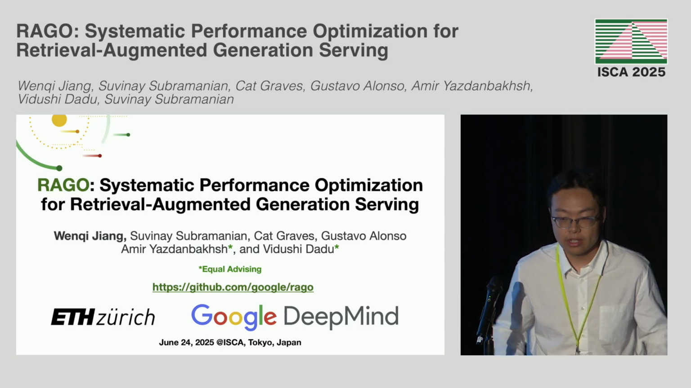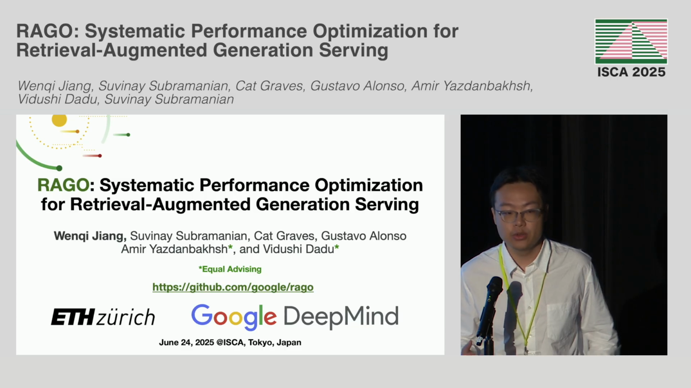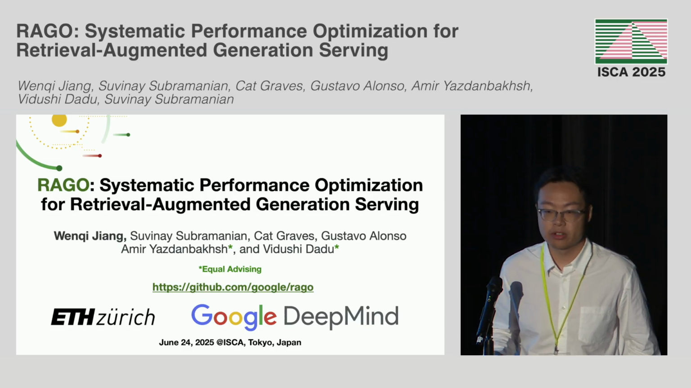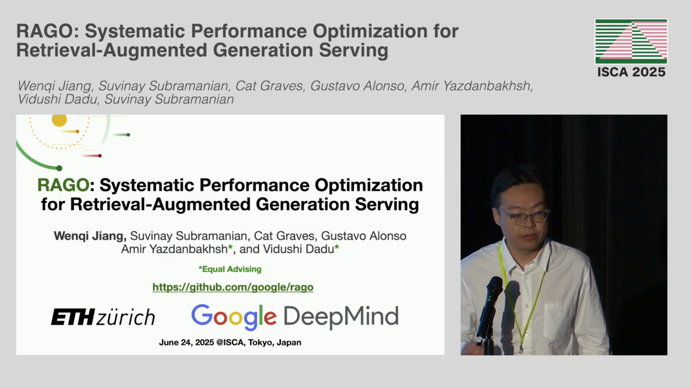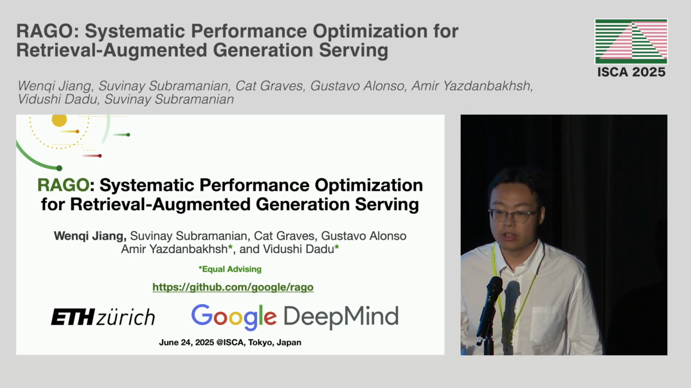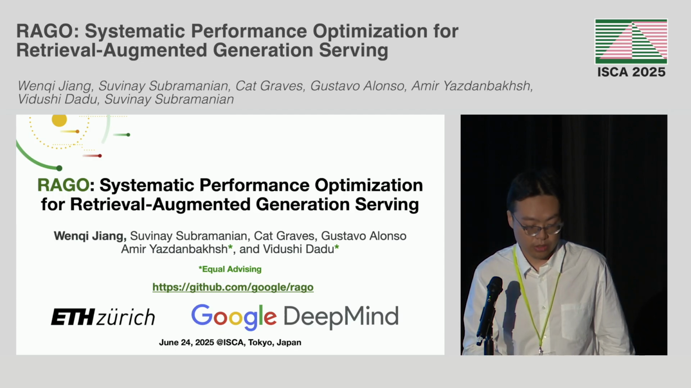My name is Wenqi, and today I would like to introduce you to performance optimization for an exciting new workload, namely retrieval-augmented generation. It is a new serving paradigm that addresses several fundamental limitations of LLM-only systems. And this is work I did during my internship at Google.